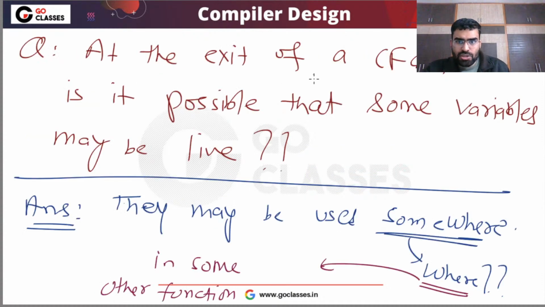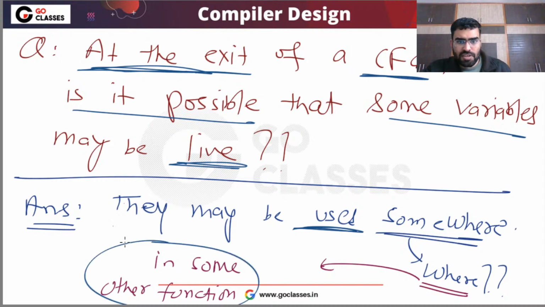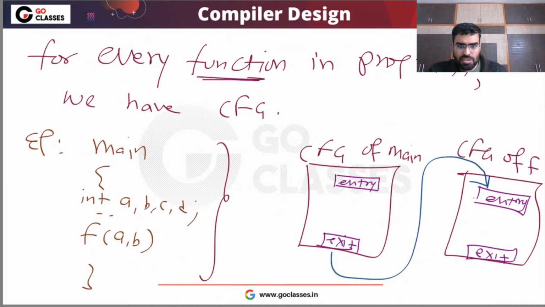So at the exit of the control flow graph, how is it possible that some variables may be live? Because they may be used somewhere. Where can they be used? They can be used in some other function. So this is the point.